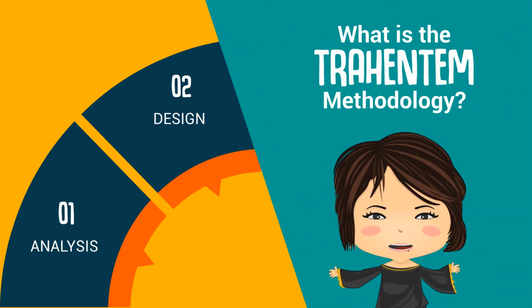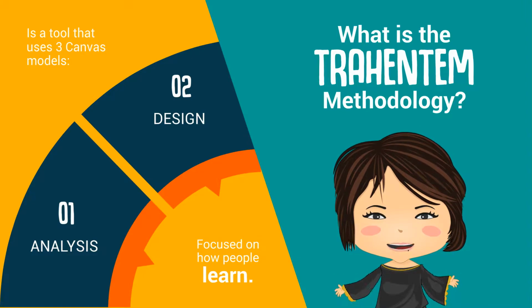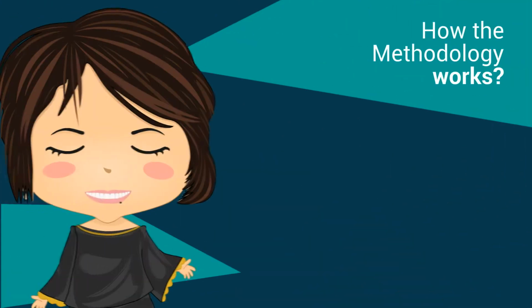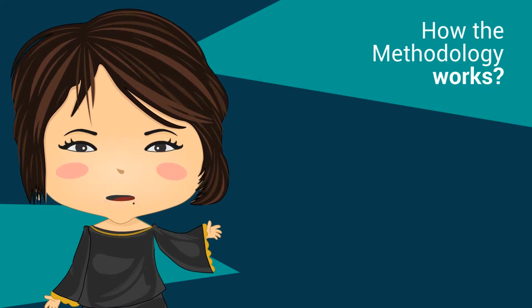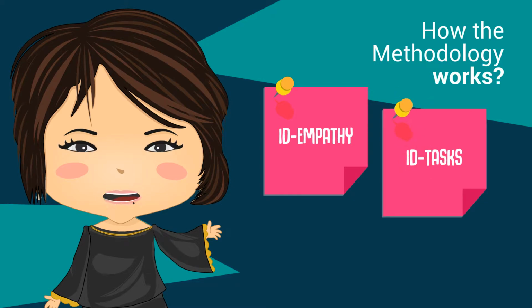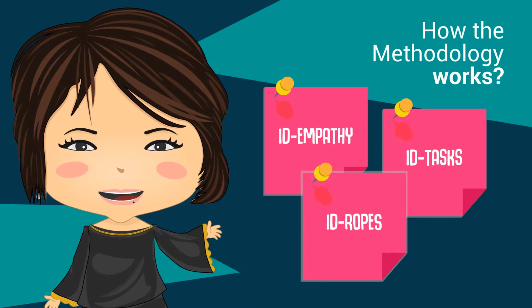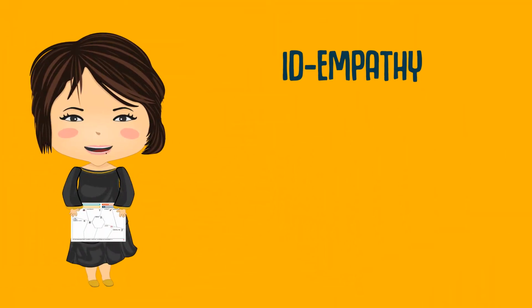Therefore, the Trahentem methodology is a tool that uses 3 Canvas models that facilitate the analysis and design of solutions focused on how people learn and perform in the work environment. The functioning of the methodology is based on the use of 3 Canvas models: ID Empathy, ID Tasks, and ID Ropes. Each one was built to attend the specific needs related to the cycle of learning solutions. Let's begin with the Canvas ID Empathy.